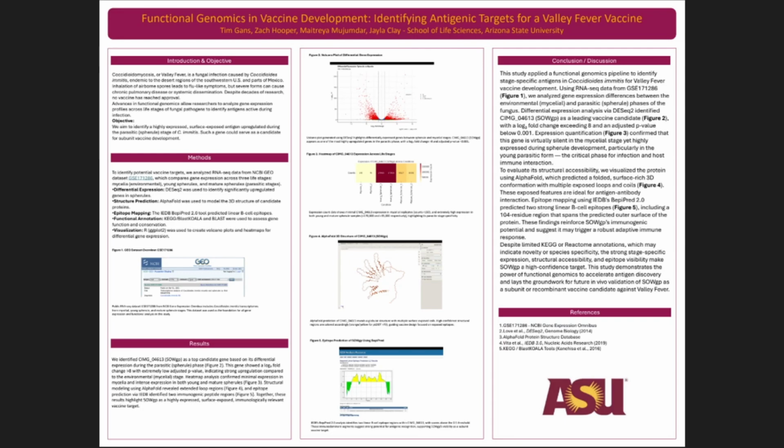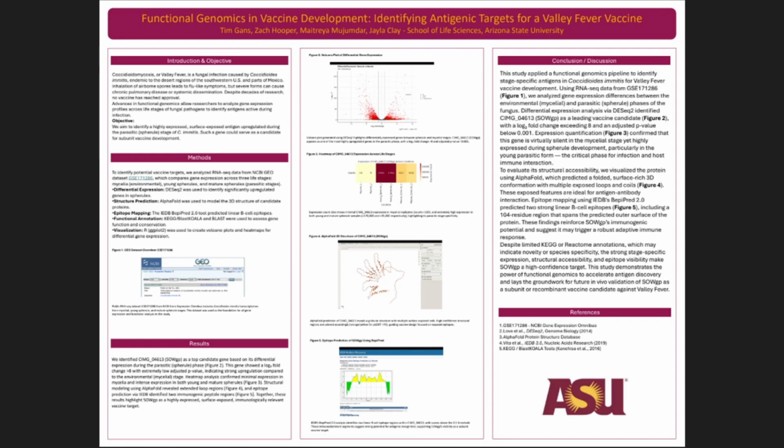We began with RNA sequence data from the NCBI GEO dataset GSE171286, which compares gene expression in mycelia, young spherules, and mature spherules of immitis. Using DESeq2, we performed differential expression analysis to identify genes that were significantly upregulated in spherules compared to mycelia. These are the genes that are most likely to be involved during the infection.